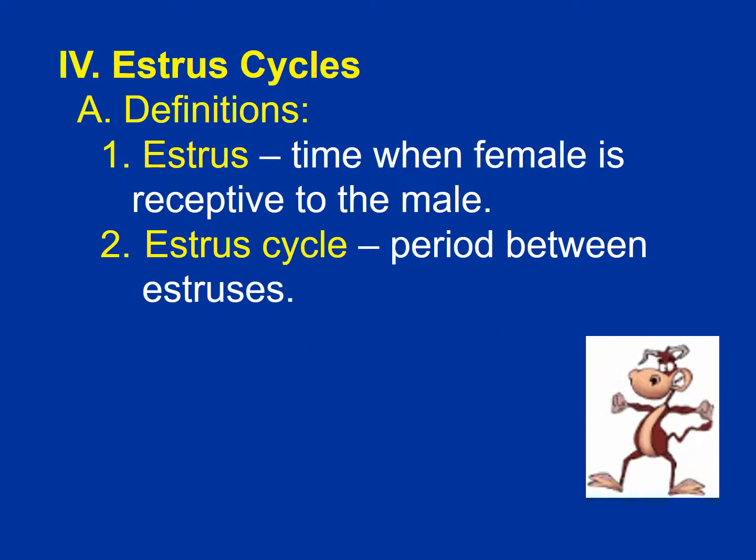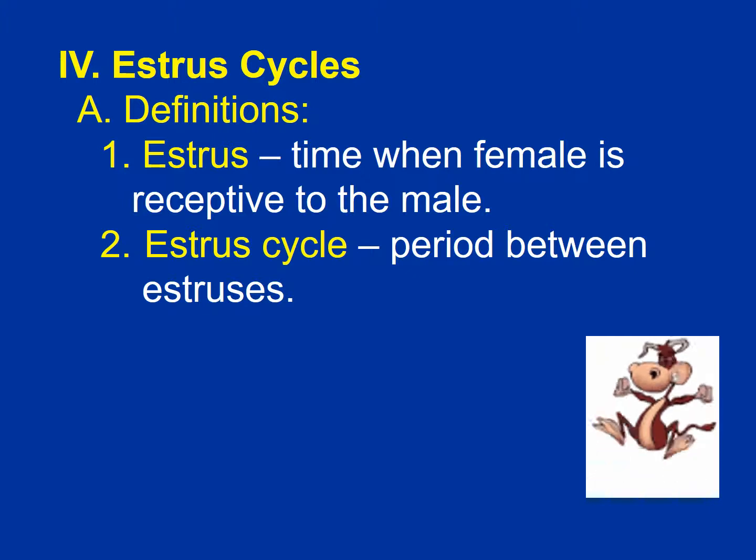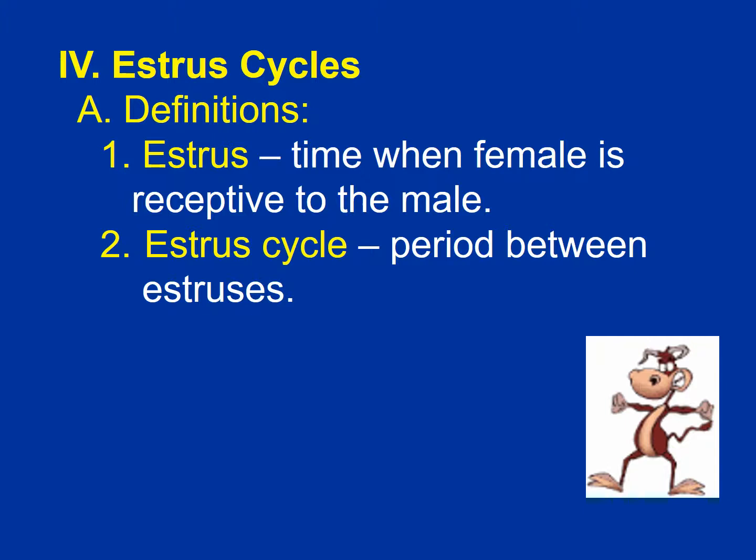First, some definitions. As far as the term estrus, it is the time when the female is receptive to the male. This may vary by species. Generally, it's 5 to 18 hours in cattle of a 21-day estrus cycle. In horses, it may be for 3 to 4 days of a 20-day estrus cycle. So the estrus cycle is the period between estruses.